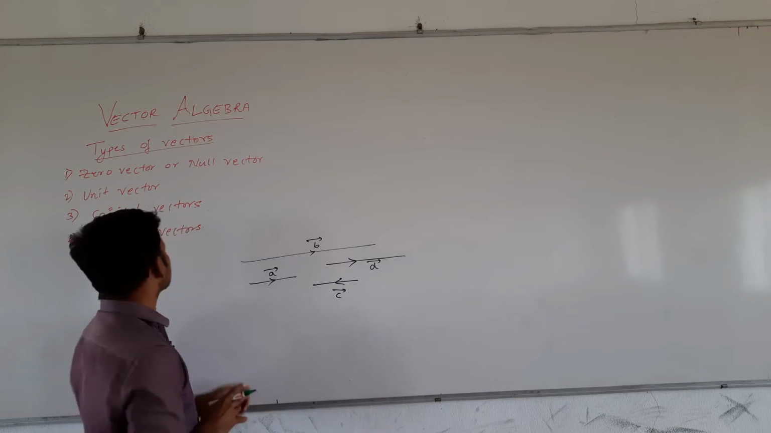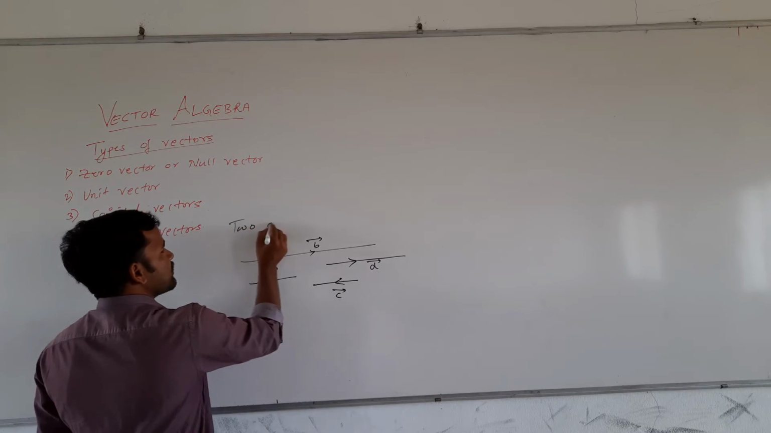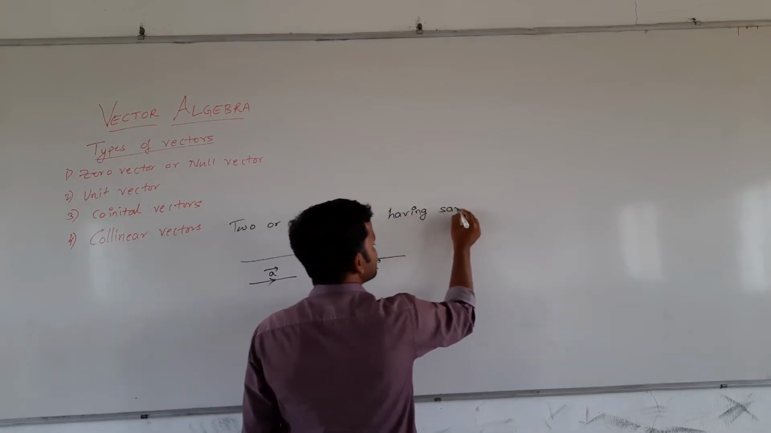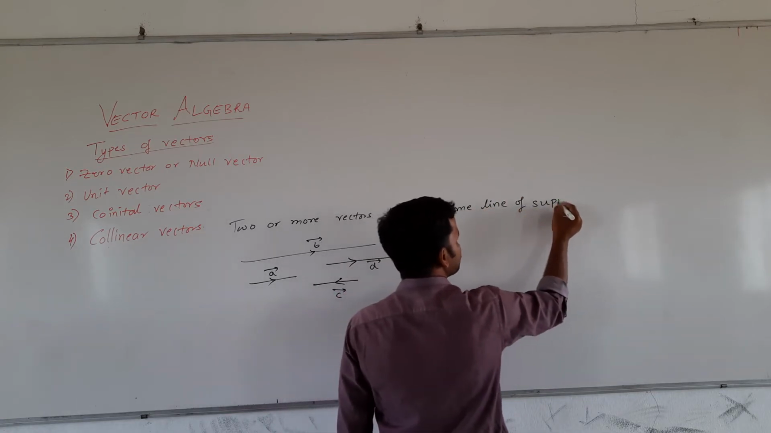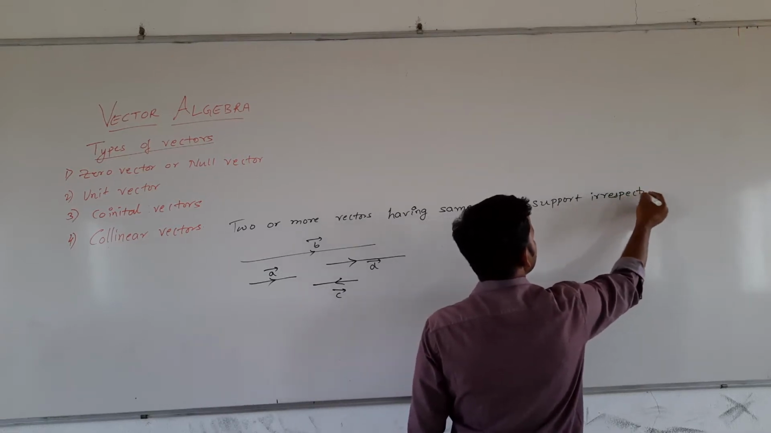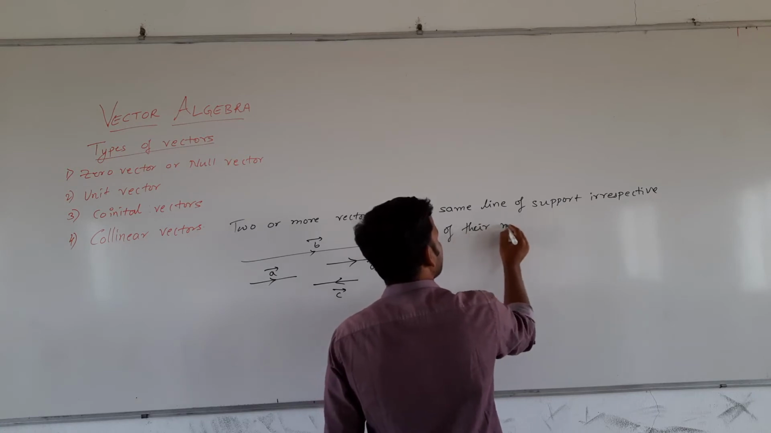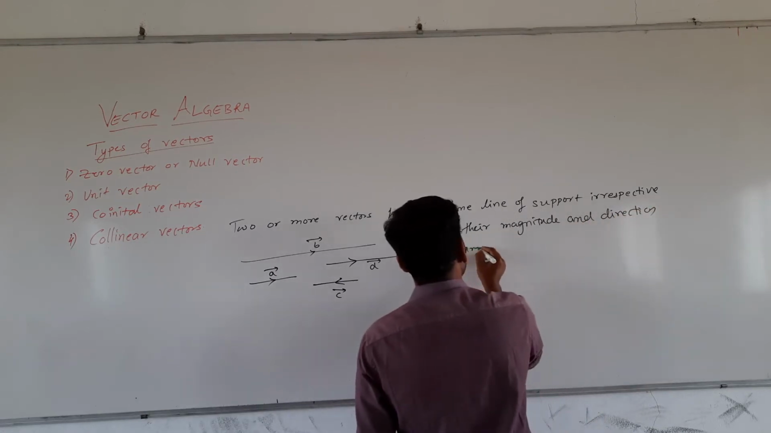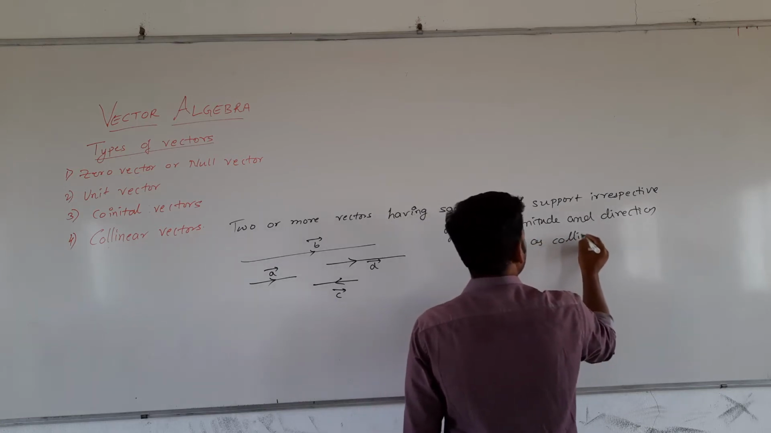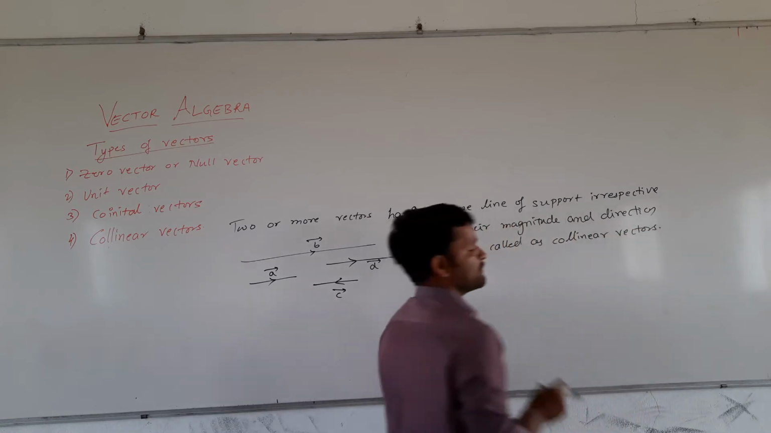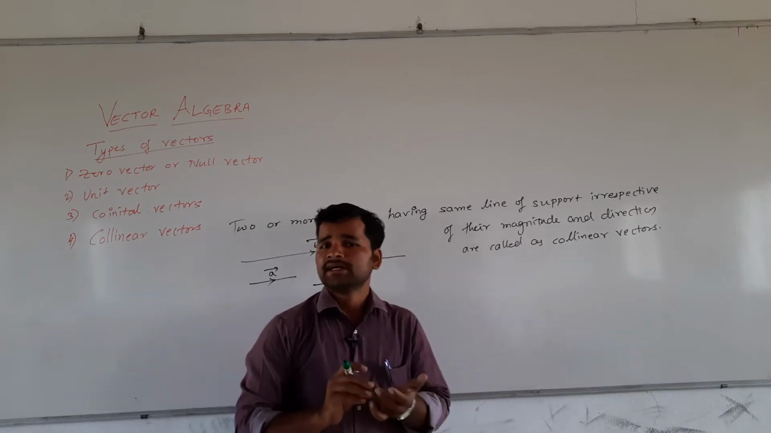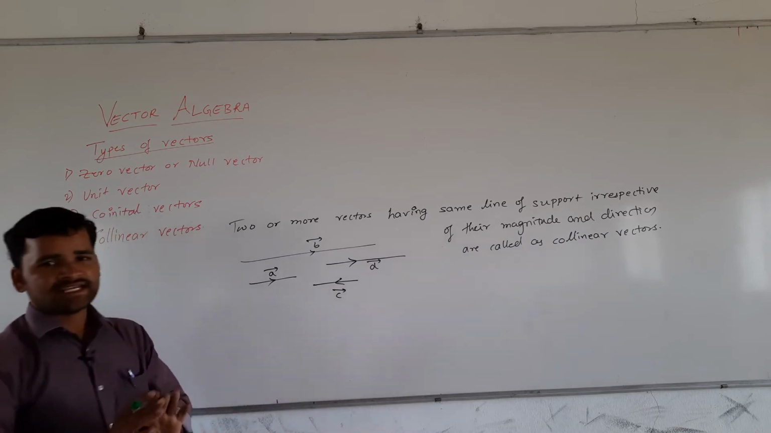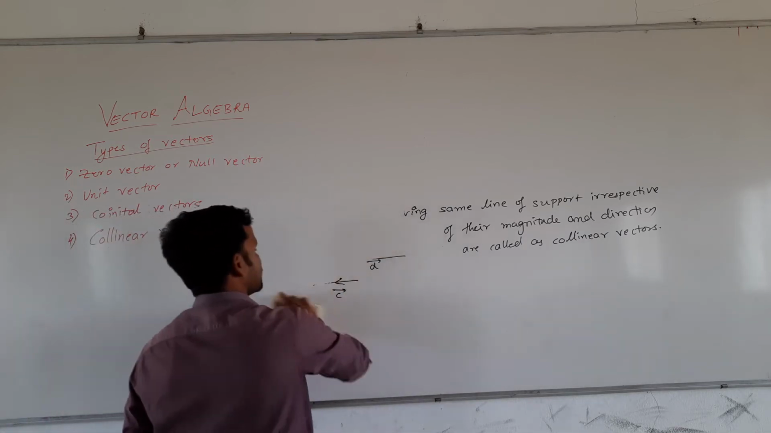See, what I am saying here is collinear vectors means two or more vectors having the same line of support, irrespective of their magnitude and direction, are called collinear vectors. I have to be careful here. Magnitude can be anything, direction can be anything, they have to be parallel to each other, that is must and should. Such type of vectors we call collinear vectors. Okay, this is about collinear vectors.